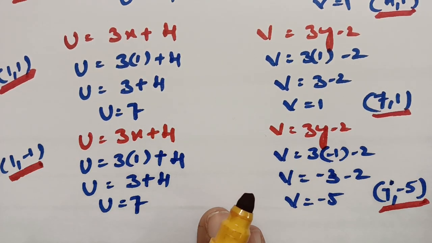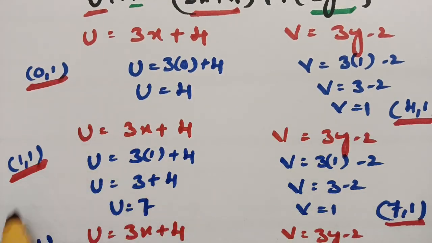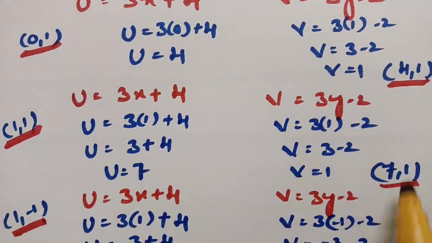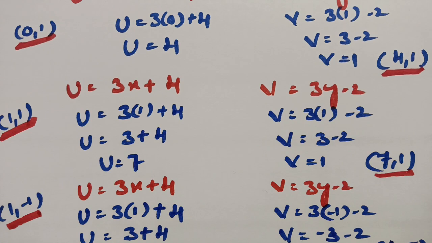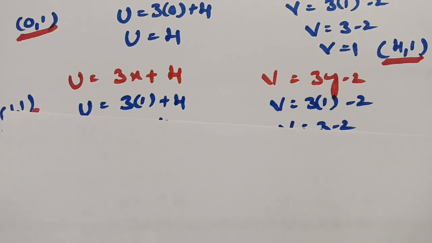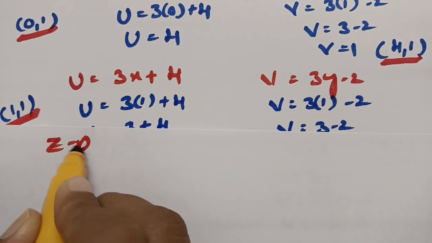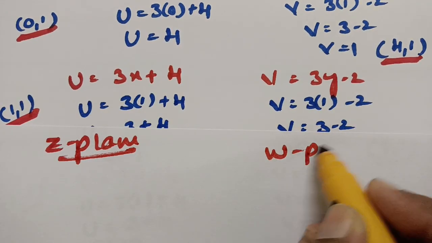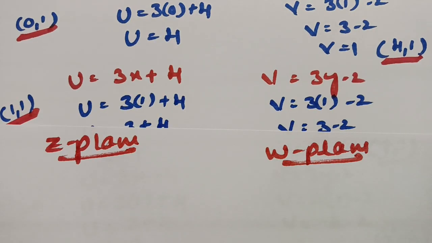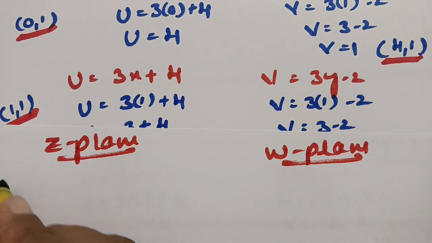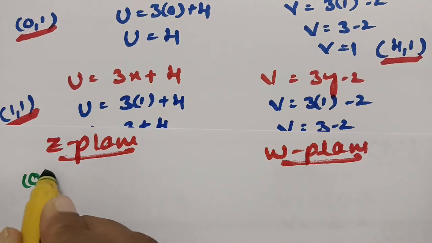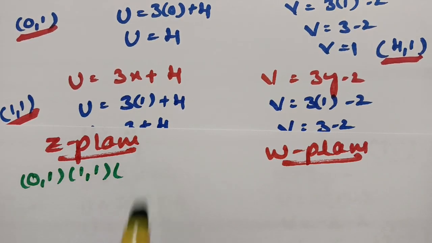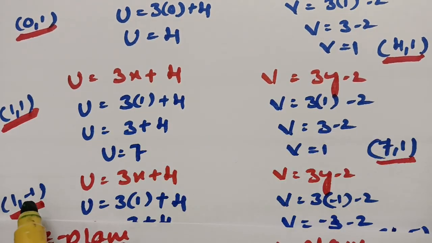and this is the image of 1 minus i in the W plane. So here these three are the coordinates in the Z plane, and these three are the coordinates in the W plane. So let me show you. So in the Z plane, in the W plane, see here, this is the W plane. So what are the points here? The points here are 0 comma 1, so this is 0 comma 1, 1 comma 1, and the next point here is 1 minus 1.